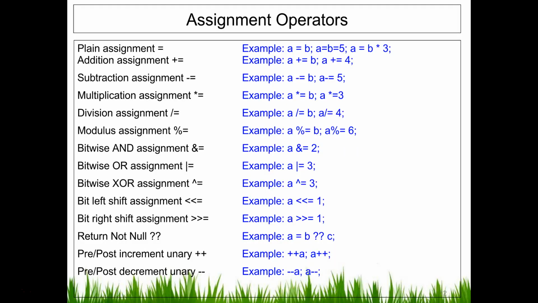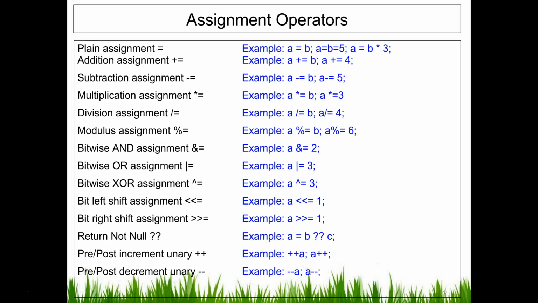Assignment operators. Again, these are some of the shorthand operators. We already know the assignment operator is just equal to, but it also provides some additional shortcut mechanisms. a = b means you assign the value of b to a. The next statement, a = b = 5, means both a and b are going to get the value 5. And a = b * 3 means a is going to get the value of 3 times b.